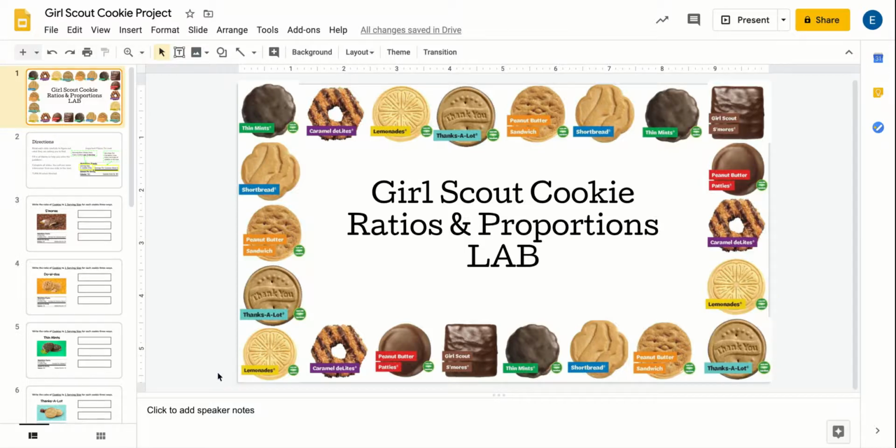Welcome to the Girl Scout Cookie Ratios and Proportions Lab project. So we are going to take a real life situation of Girl Scout cookies and how many cookies per box and apply it to our ratios and proportions that we were just learning.